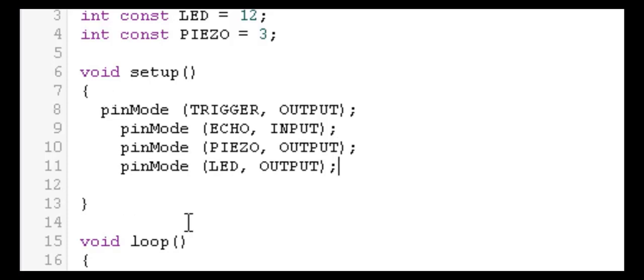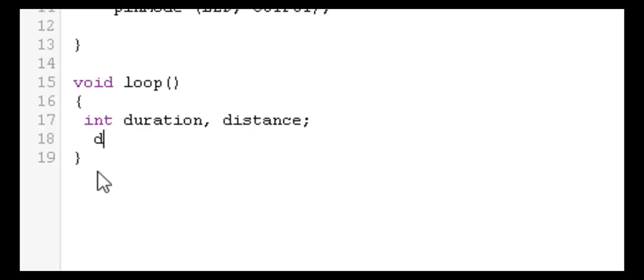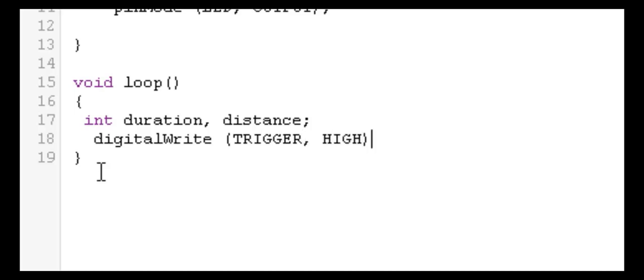As you can see, this time we are not going to use the serial monitor. That's why we are going to start with our loop. In our loop, we are going to start with an integer saying that duration is going to depend on the distance, and the digital write for the trigger is going to start high.